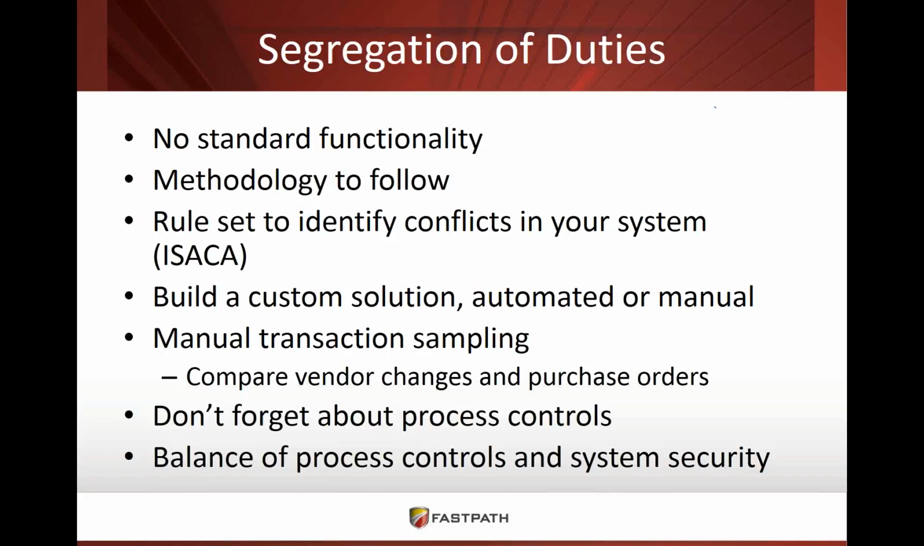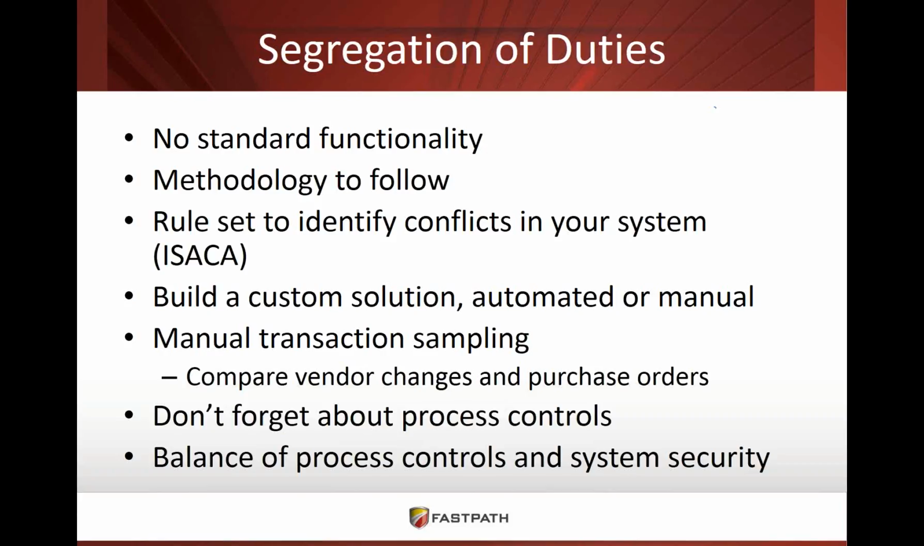So most clients I see, if they're going to try to do this themselves, go the manual route, do some transaction sampling, identify what the high-risk areas are, take that risk-based approach, create that rule set, get two items across from each other, identify that conflict, and then do some transaction sampling around those. With that transaction sampling, that means we're going to need some type of audit trail to be able to track who's doing what inside my system.